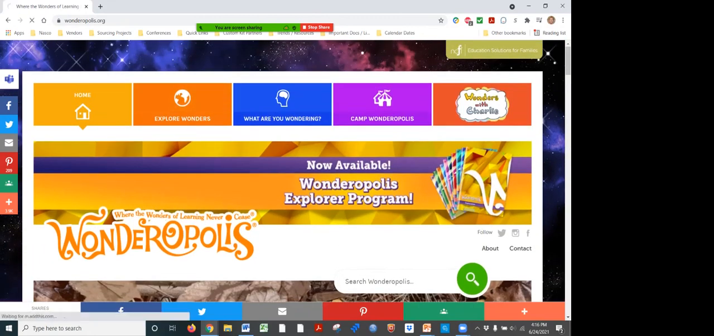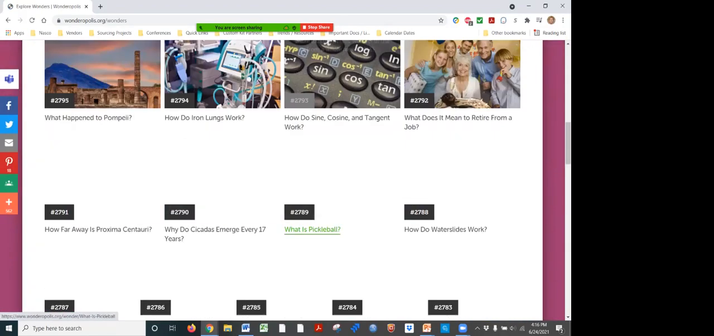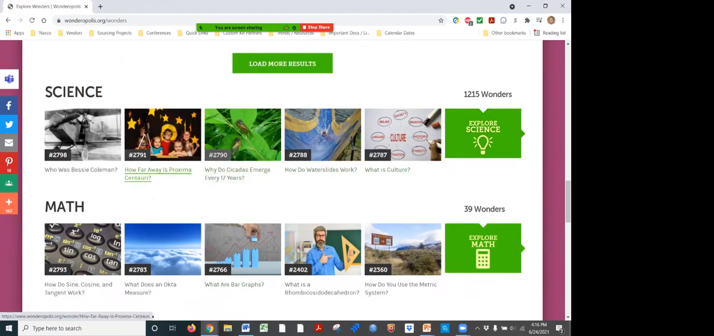So you can go to explore wonders. You can go into science specific topics if you wanted to, and look at these different areas. How far away is Proxima Centauri, right? Or why do cicadas emerge every 17 years? That is so bizarre. All these different things, and there's my example of how water slides work. So these are good things to introduce to students for some different anchoring phenomena.